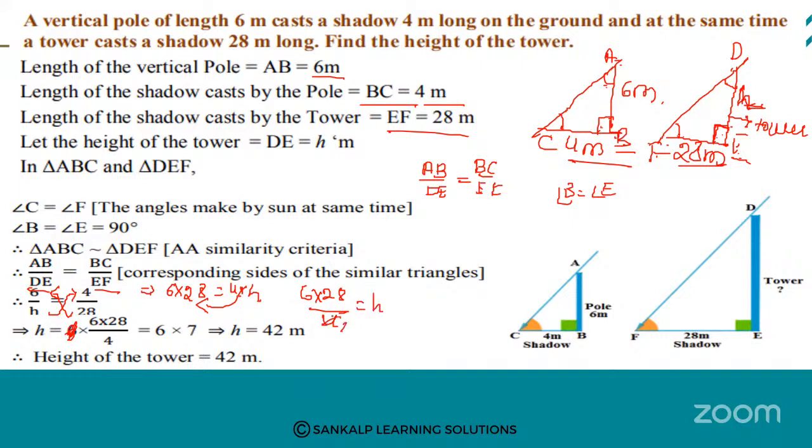So 4 ones are 7s. So 6 sevens are 42 meter. Therefore, H is the height of the tower. Height of the tower is 42 meter. Right?